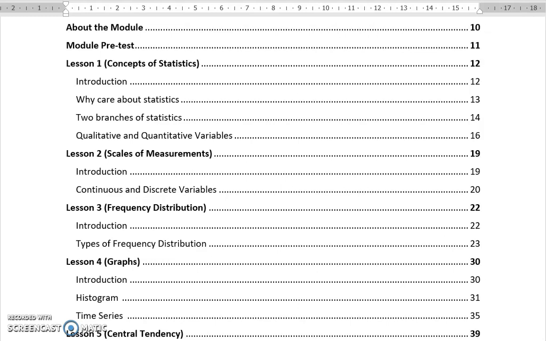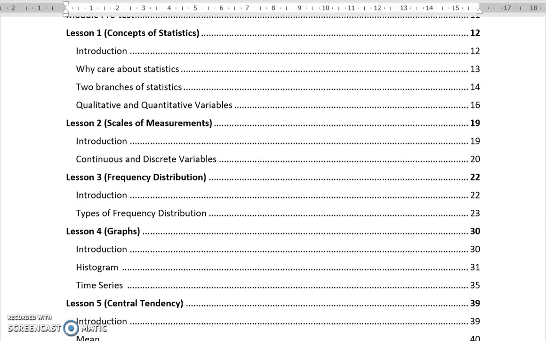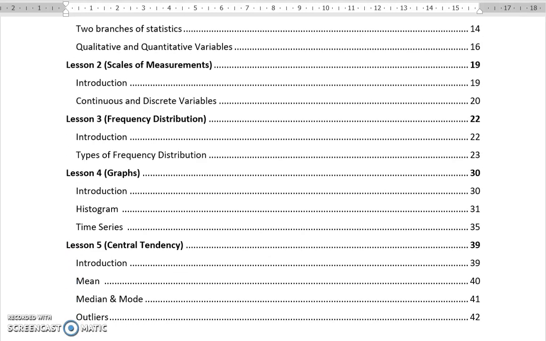For lesson number 2, scales of measurements, we will be discussing a little bit of introduction, then we will be identifying continuous and discrete variables. Lesson number 3 is frequency distribution. We'll give a little bit of introduction, then we will be discussing in depth how to make a frequency distribution table and how to calculate those formulas. We'll be using formulas to generate frequency distribution tables.